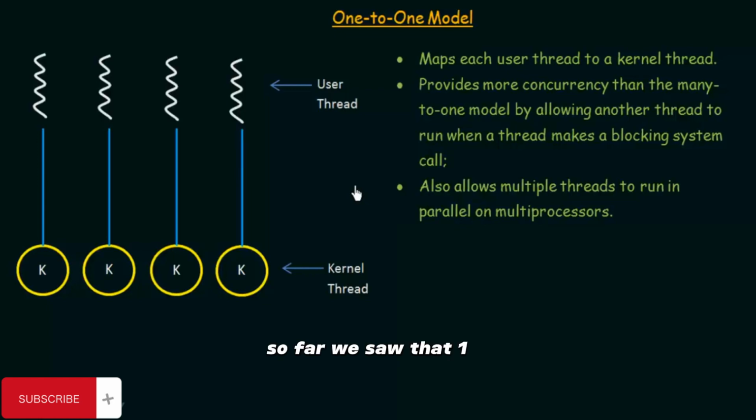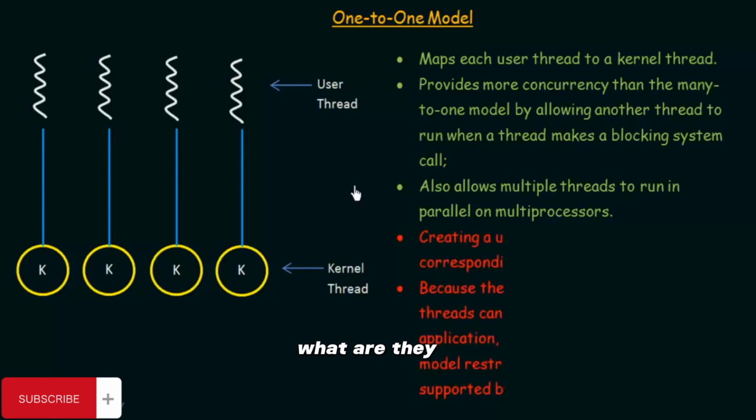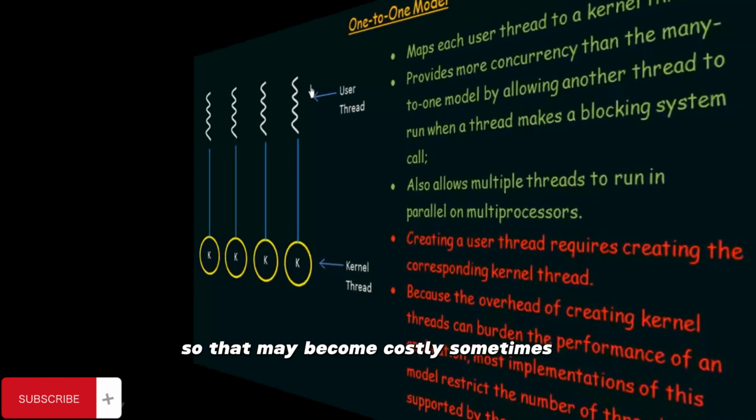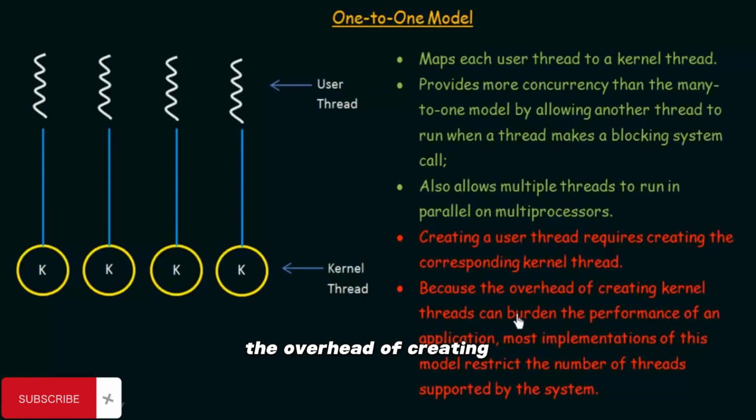So far we saw that the one-to-one model has some advantages as compared to the many-to-one model. Now let's see if it has some disadvantages, and if so, what they are. Here are the disadvantages. Creating a user thread requires creating the corresponding kernel thread. Each user thread is mapped to one kernel thread, so whenever you create a user thread, you have to create the kernel thread as well. That may become costly sometimes. And because the overhead of creating kernel threads can burden the performance of an application, most implementations of this model restrict the number of threads supported by the system.